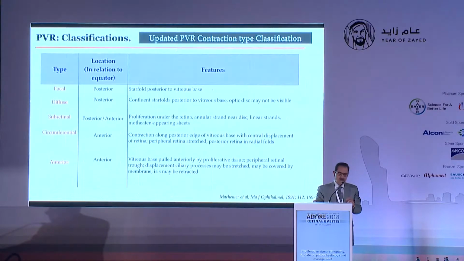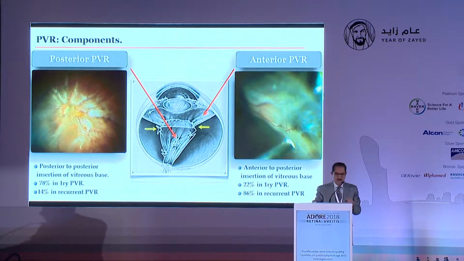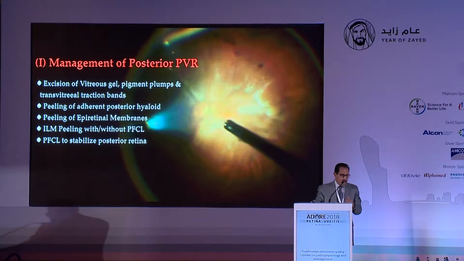There are other classifications that pay attention to the location of the proliferation. Others pay attention to the type of the contraction produced. However, we have to know from the clinical and the surgical point of view that the PVR has mainly 2 components: posterior PVR, which is located posterior to the posterior border of the vitreous base, and anterior PVR, which is located anterior to the posterior border of the vitreous base.